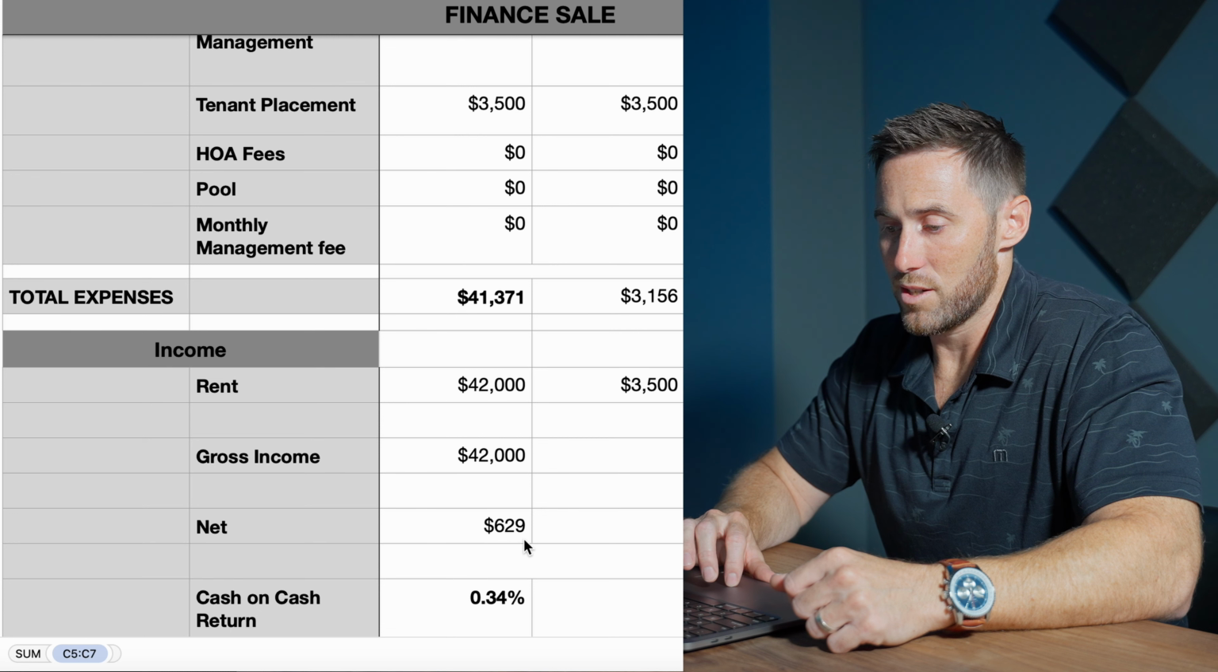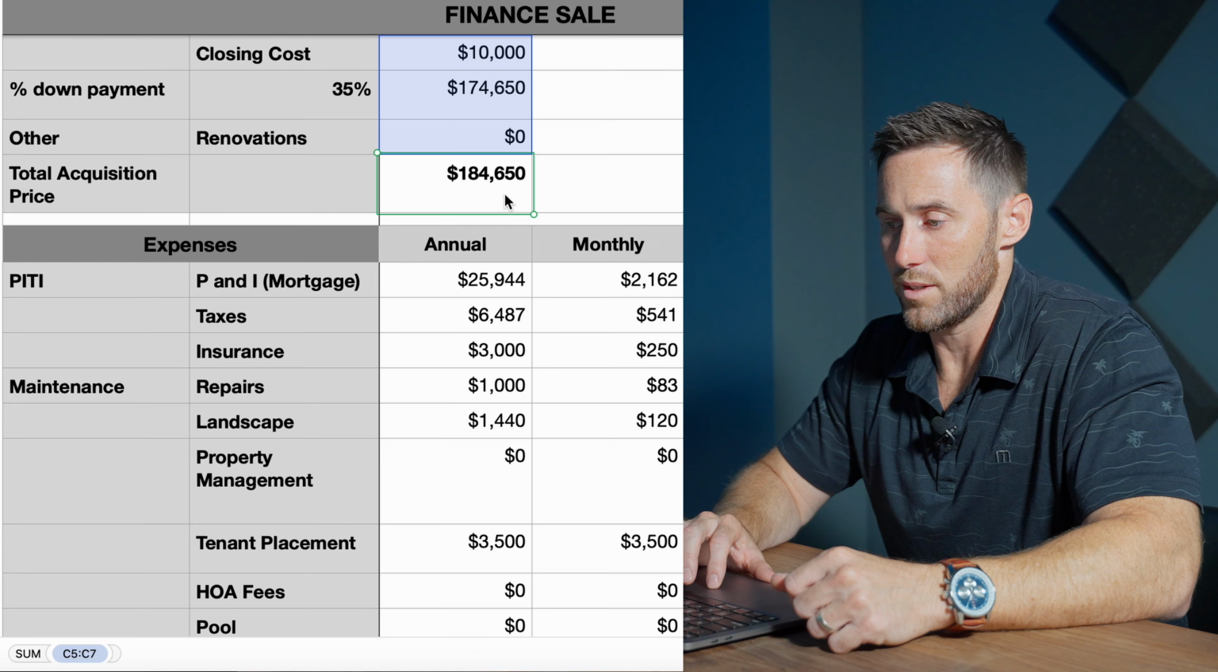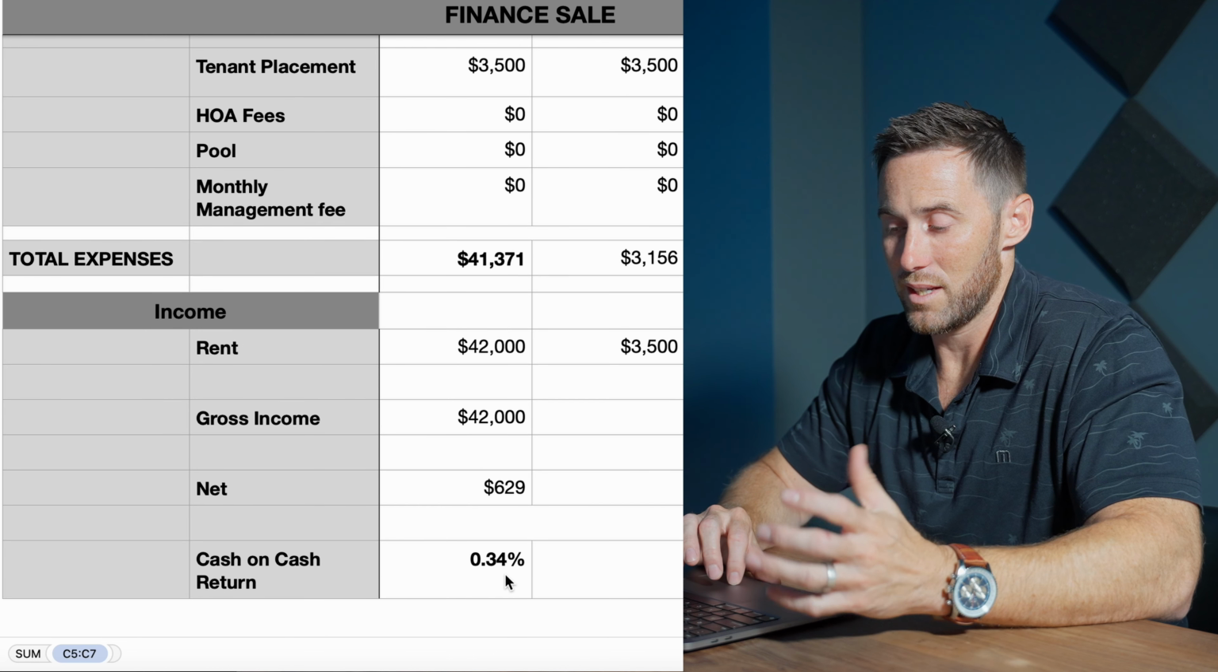So if you divide that $629 into your total cash, which was $184,000 and change, that comes out to a 0.34% cash on cash return. So we just looked at this financing model with 35% down, and that barely gave us any cash flow. So we're going to look at it with putting more percent down.